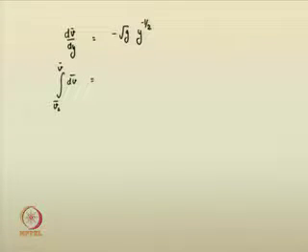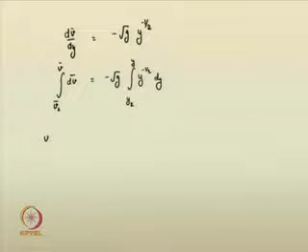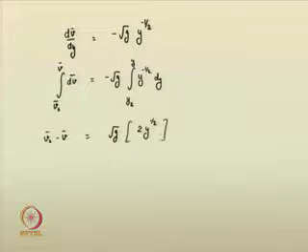dV bar is nothing but equal to root g integral y2 to y, y to the power of minus half dy. So this integral is nothing but V2 minus V bar, equal to root g times 2 y to the power of half within the limits y2 to y.